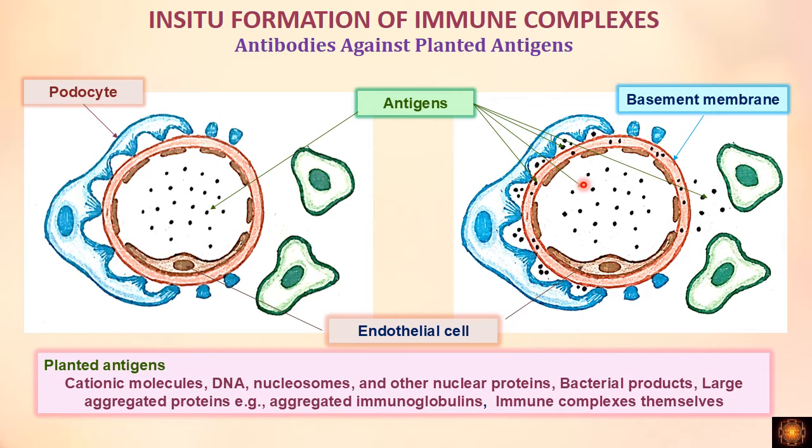This depends upon the charge, the physicochemical properties, and the size of the particles. So different things are there which determine where they are deposited. So in this, the antigens which get deposited, we have some cationic molecules, DNA, nucleosomes, the nuclear proteins, bacterial products, large aggregated proteins like aggregated immunoglobulins, or immune complexes themselves. They have a free reactive site which can combine with the antigens or the antibodies. So even the immune complexes themselves can act as antigens.